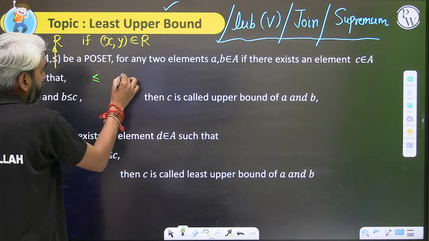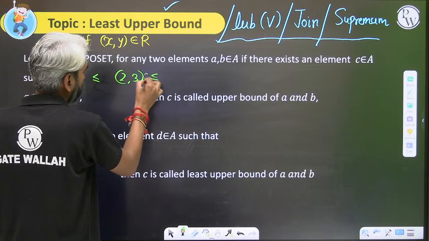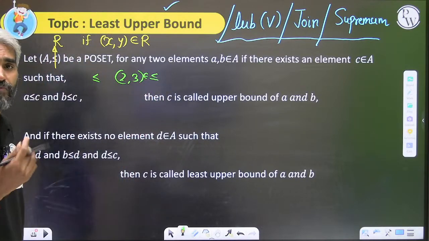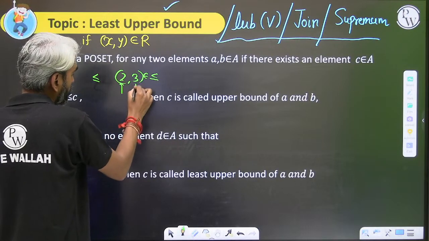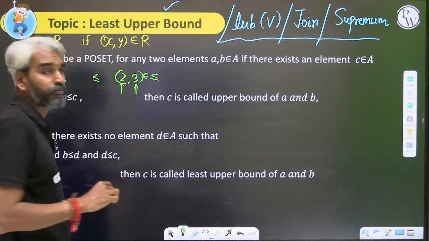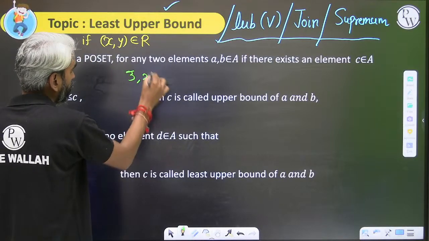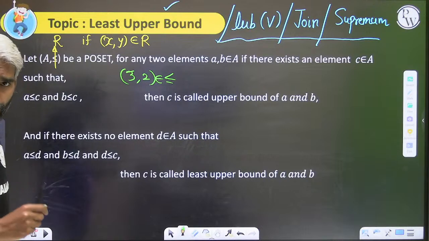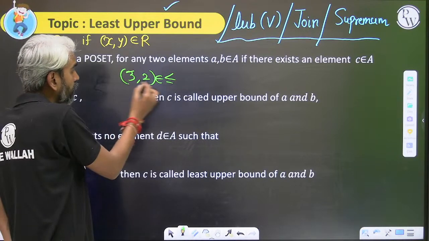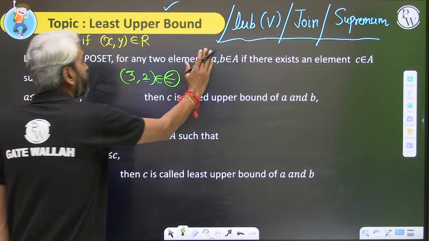So if I say 2 comma 3 belongs to less than equals to, when exactly will it happen? When 2 is less than or equals to 3, then only 2 comma 3 will belong to relation less than equals to. Is it possible that 3 comma 2 belongs to less than equals to? No sir, 3 comma 2 will not belong to less than equals to, because 3 is not on the lower side of 2 with respect to relation less than equals to.